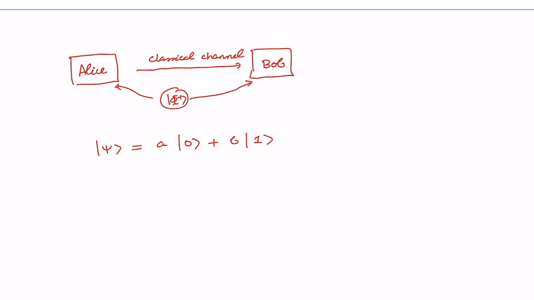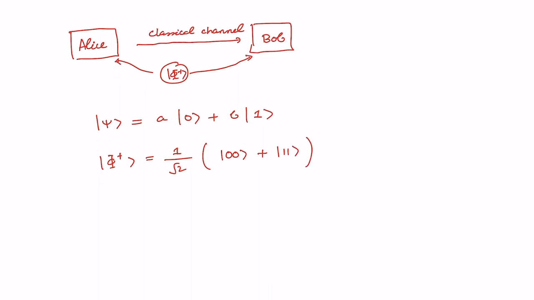Alice and Bob share this entangled state phi plus, and you know this Bell state phi plus is 1 by root 2 (ket 00 plus ket 11). Now Alice applies, just like in superdense coding, some unitary operations on her qubits. Now as you can see, Alice holds two qubits. One is this particular qubit, and the other one is the qubit from this shared entangled pair. As you see, in this shared entangled pair, the first qubit belongs to Alice and the second qubit belongs to Bob. So effectively, Alice has two qubits in her lab, and Bob has only one qubit in his lab, right?